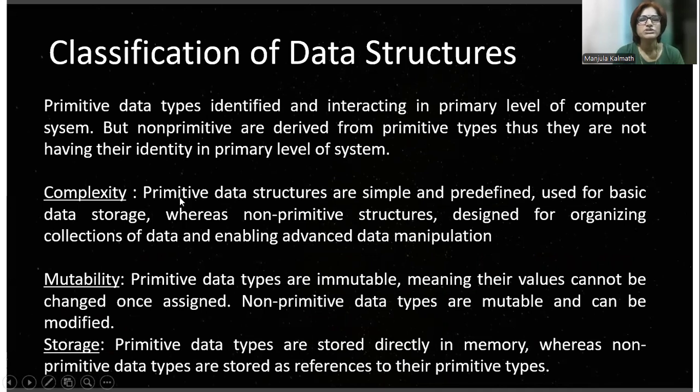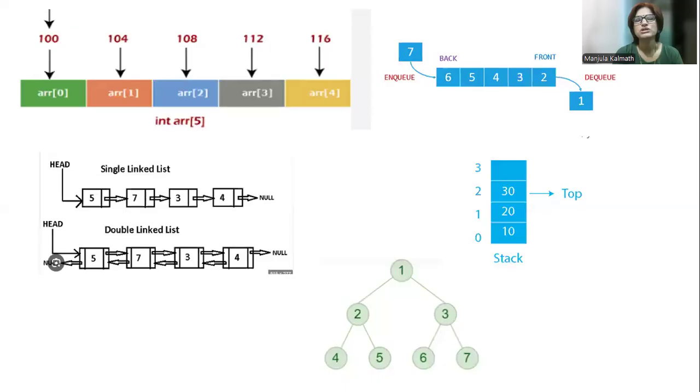With respect to complexity, primitive data structures are simple to implement, whereas non-primitive ones are complicated. And mutability. Mutability means changing, that is, having a changeable or non-changeable property. Primitive is not changed, it is fixed, whereas non-primitive can change. Storage is very simple in the case of primitive, and complicated in the case of non-primitive. This is all about the classification of data structures.